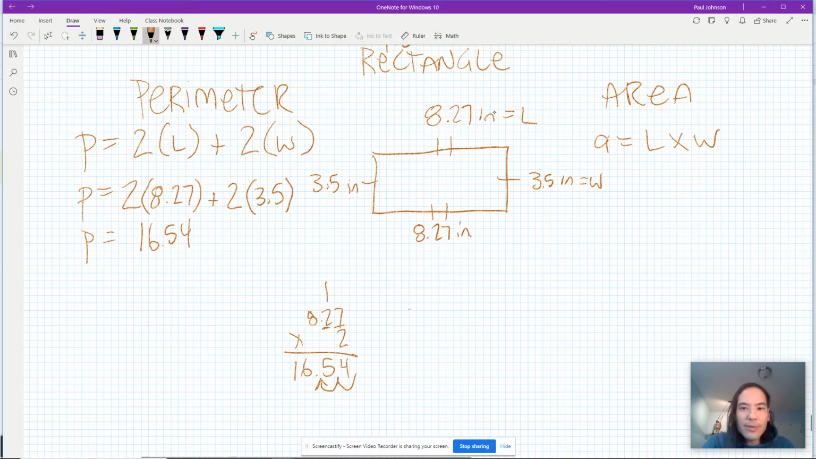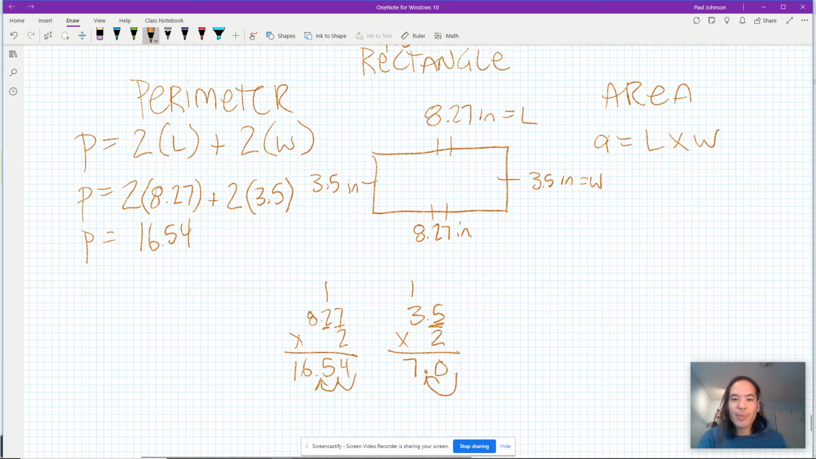And then let's also find out what 3 and 5/10 times 2 is. This one could almost be mental math if you feel like it. 2 times 3 is 6 plus 1 is 7, 1 decimal place. And the reason I said that is if you just added 35 in your head twice, you'd get 70. And just remember to place that decimal point, right? So we have 16 and 54/100 plus 7 and 0/10. So let's go ahead and finish this out.